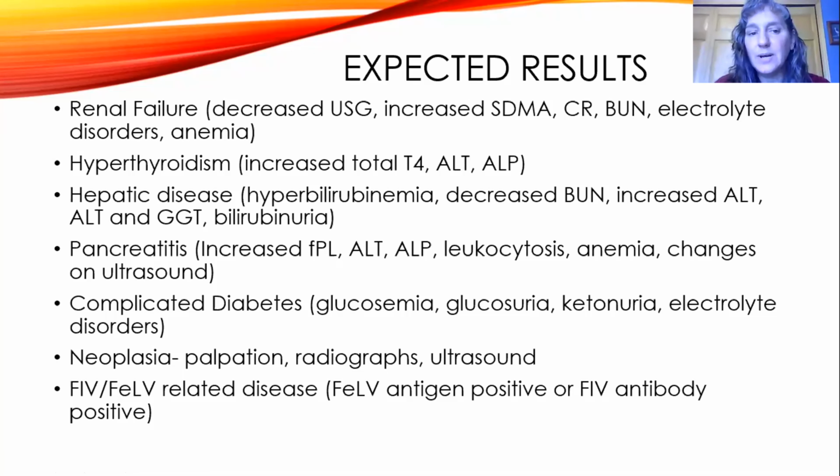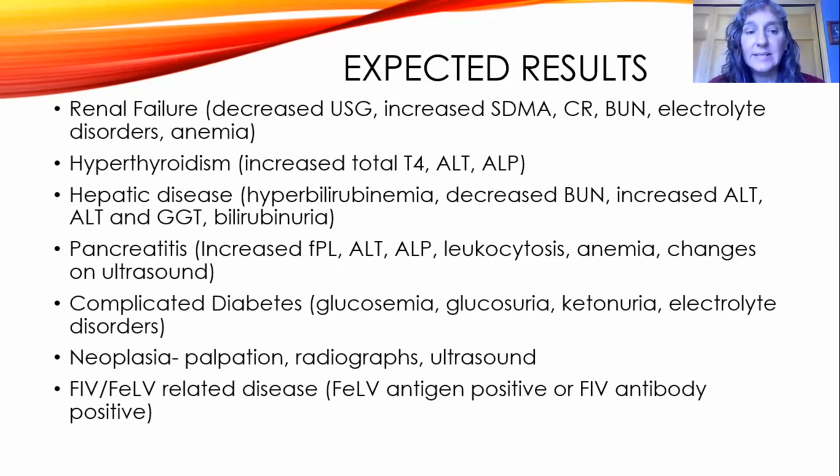With hyperthyroidism, again, make sure that you palpate the thyroid area so that you can see if you can feel an enlarged thyroid. And then on the chemistry panel, you'll see an increase in the T4, or the total T4. And you also may see some increase in liver values, such as the ALT and ALK Phos.